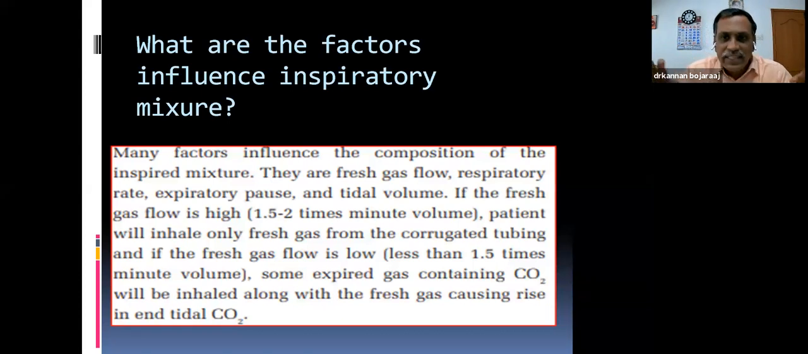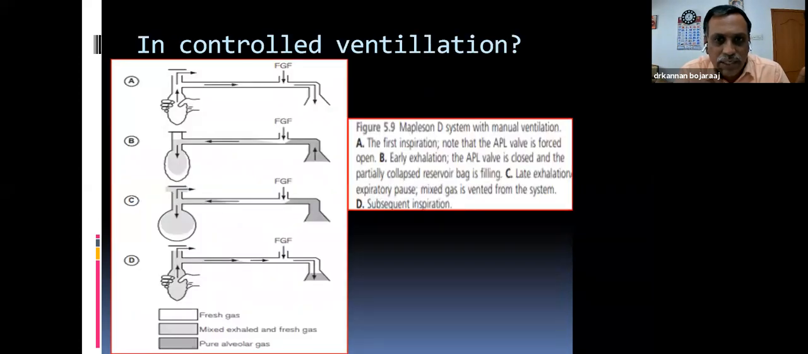So with this, that is why the fresh gas flow should be very high to vent out the gases present in the reservoir limb, I mean the exhaled limb, the corrugated tubing. That should be more than 2 times our minute ventilation. So the factors are these 4. In control ventilation, I have already told. First picture, second picture, I already told it is late.